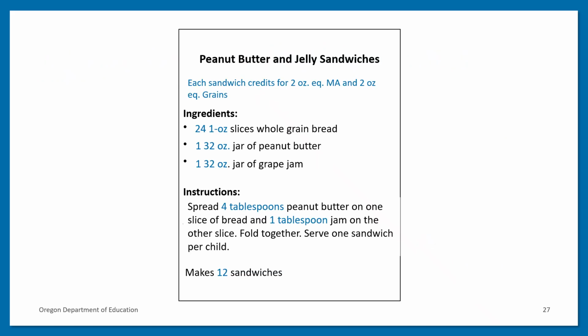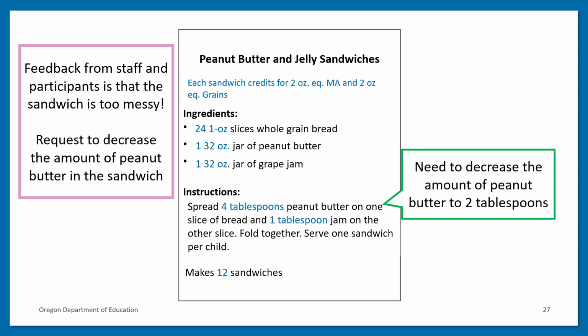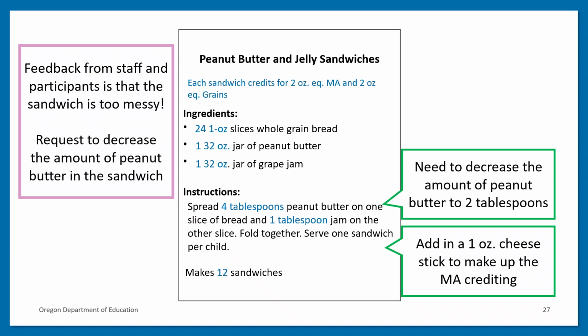Let's go back to our peanut butter and jelly sandwich. After your product evaluation, you got feedback from both the staff and participants that the sandwich was too messy. The teachers asked if you could decrease the amount of peanut butter in the sandwich so that they are not cleaning up peanut butter from everything. Looking at your instructions, you decide to decrease the amount of peanut butter to 2 tablespoons. You know that this will halve your crediting to only 1 ounce equivalent meat alternate, so you decide that you will throw in a 1 ounce cheese stick to be served with the sandwich so you can make up that 1 ounce of meat alternate.